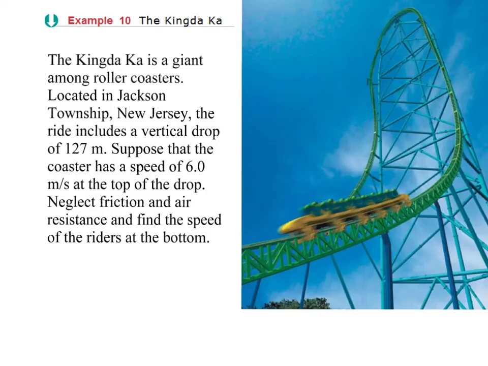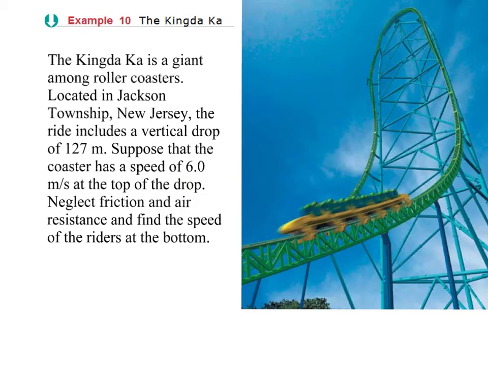Alright, so we started to talk about roller coasters in class today. So here's Kingda Ka. Kingda Ka, we're going to see later this year when we go to Six Flags. And it has a vertical drop of 127 meters. And at the top of Kingda Ka, when you get all the way up here to the top, which is really awesome by the way, it has a speed of approximately 6 meters per second at the top of the drop.